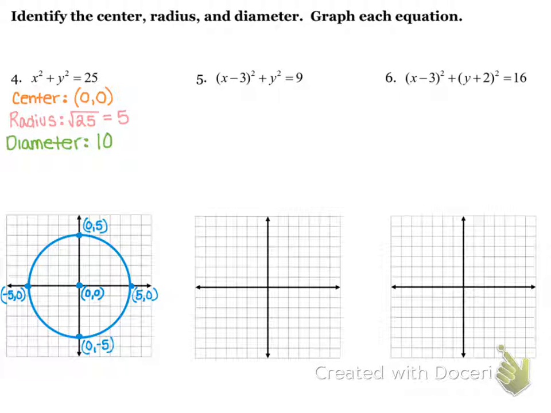And something we can check at the end is that we have a diameter of 10. So if I go from negative 5 all the way to positive 5, that is 10 units. So this is my graph.